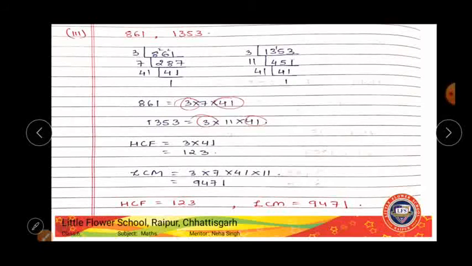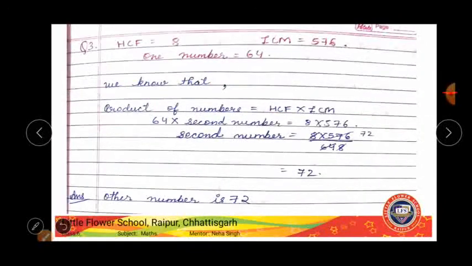Again, next question, same thing we have to do, right? 861 and 1353, right? LCM we will find. HCF and LCM we can find. Moving on to the next question now.